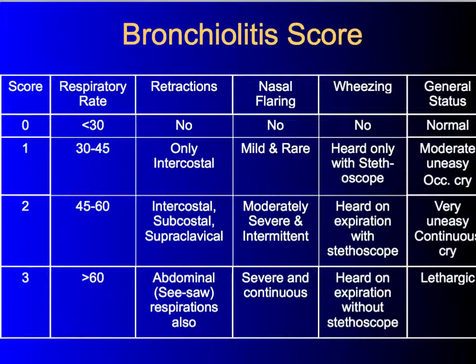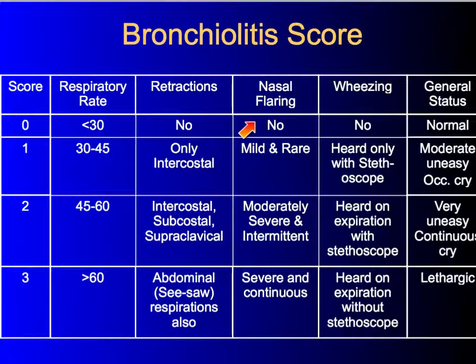So this is a bronchiolitis score that can be used, and the score goes from 0 to 1, 2, or 3, and then you would rate respiratory rate, retractions, nasal flaring, wheezing, and general status. So respiratory rate of under 30 is a 0, 30 to 45 is a 1, 45 to 60 is a 2, and greater than 60 is a 3. That means that they are in respiratory distress. For retractions, no retractions or only intercostal retractions would be a 1. Intercostal, subcostal, or supraclavicular would be a 2. And if they have the abdominal seesaw respirations, that's a number 3.